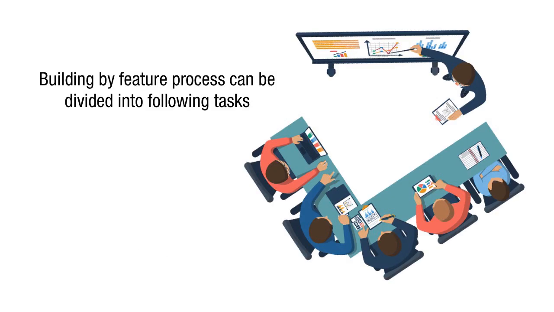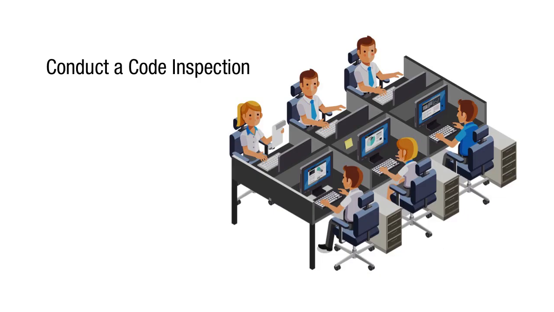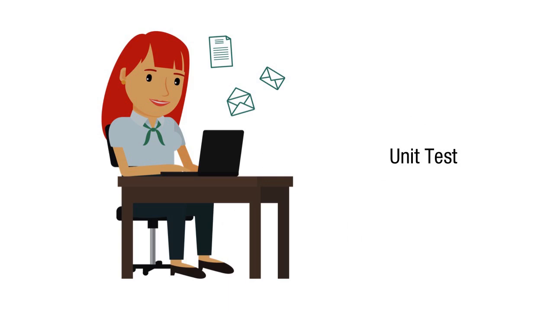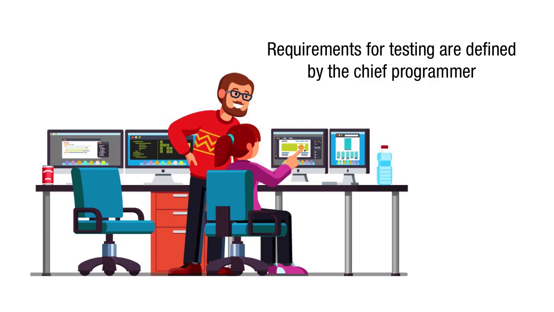Tasks. The building by feature process can be divided into the following tasks per feature. Implement classes and methods. This step is required. Conduct a code inspection. This step is required. Unit test. This step is required. Each class owner tests his or her own code. The requirements for the testing are defined by the chief programmer.